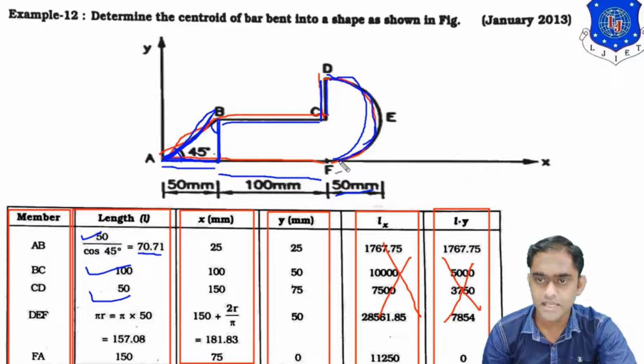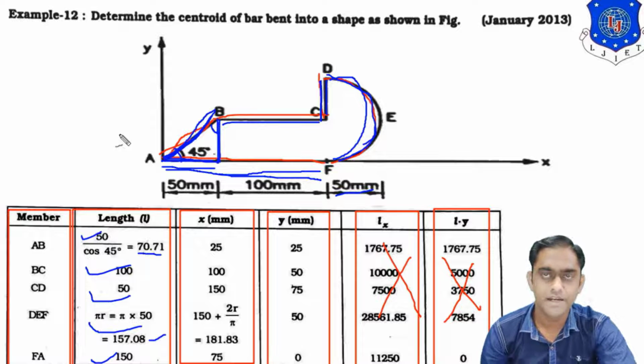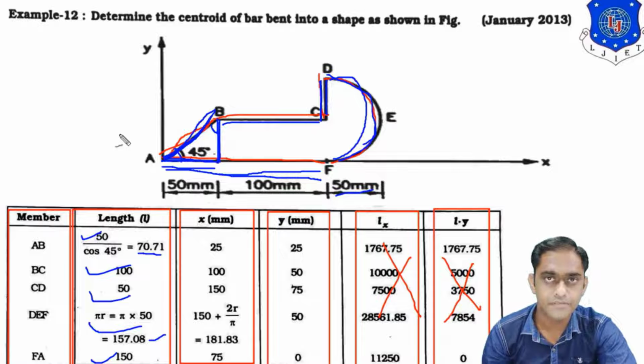What is the length of this arc DEF? Again, the length of a semicircular arc will be pi r. So replacing the formula of pi r, you will get pi into 50, which is 157.08. Now what is the length of FA? From F to A, it is 100 plus 50, so it is 150 mm. So it is just the column of length. We have calculated all the lengths carefully.